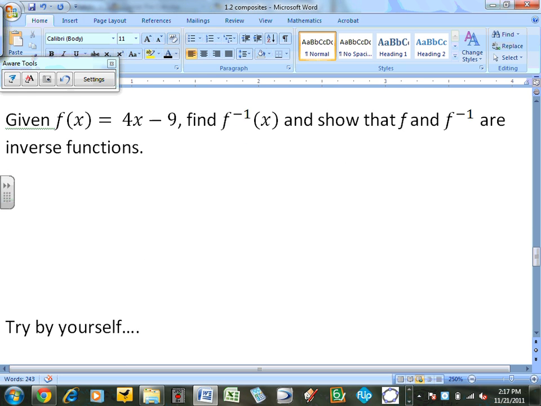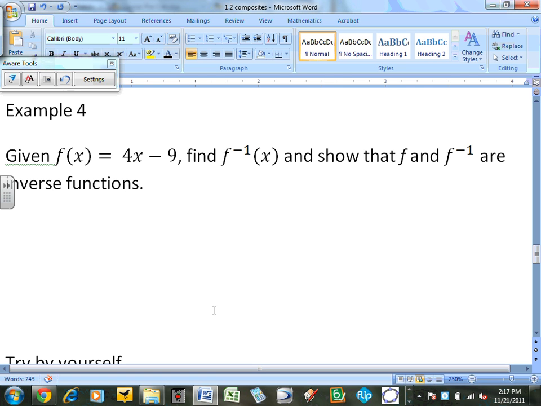So here we go. Example 4: given f of x equals 4x minus 9, find f to the negative 1 power, f inverse of x, and show that f and f inverse are inverse functions. Okay? So to show that they're inverses, we're going to show that f of g of x equals g of f of x. But anyway, first off, we want to find the inverse. To find the inverse, we switch the x's and y's.